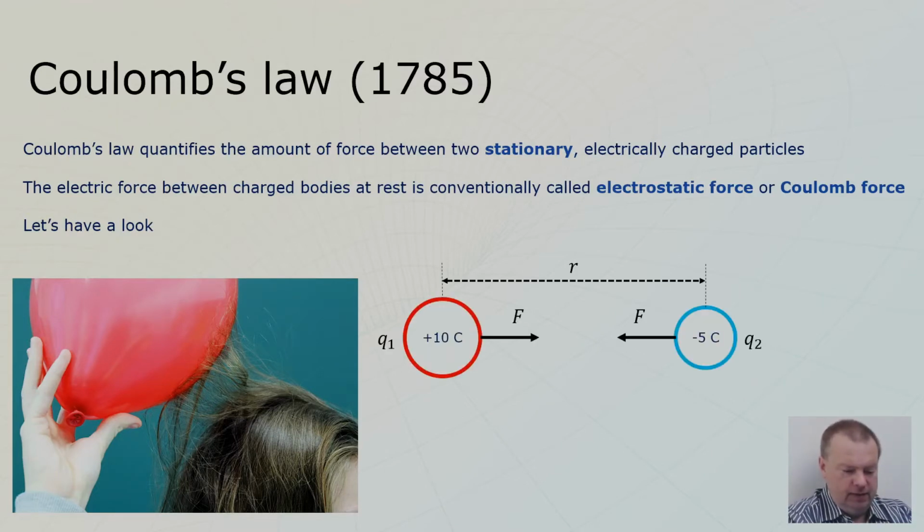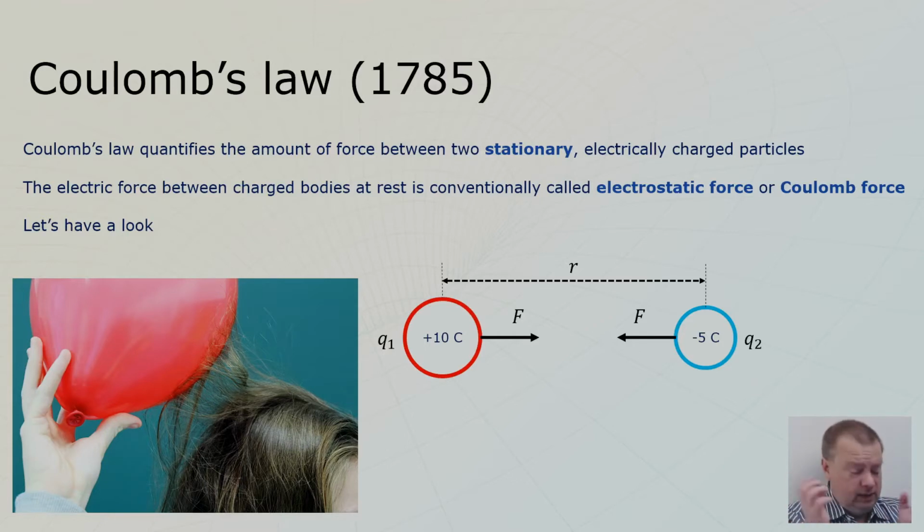So here we have an experiment. I have two charged particles. The red one has a charge of 10 coulombs. We will look at Coulomb in a moment. Plus 10, positively charged. And there's another charge, which has a negative charge, minus 5 coulombs. So Q1 is plus 10, charge number 2, Q2, has a charge of minus 5. And they are set apart by some distance, r. And they want to meet.